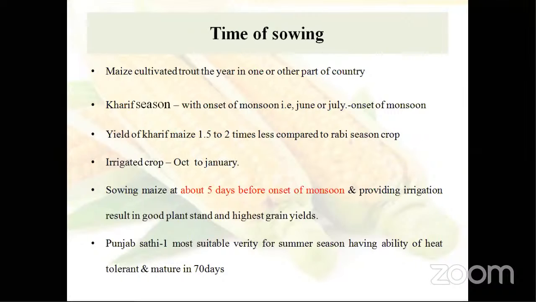Then Kharif season. Kharif season starts from when? What is Kharif? What is Rabi? Which monsoon gives rainfall during the Kharif season? From which type of monsoon? June to September. Which type of monsoon are we having? Southwest monsoon.